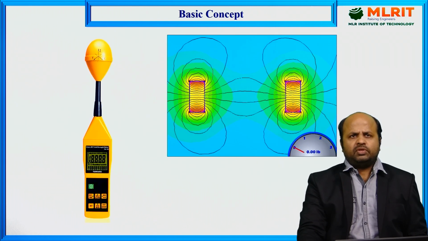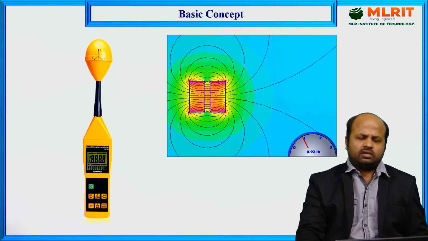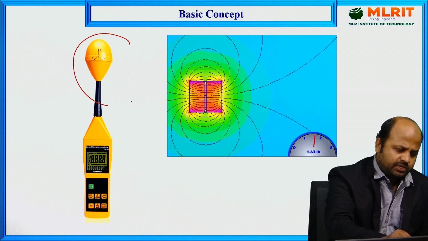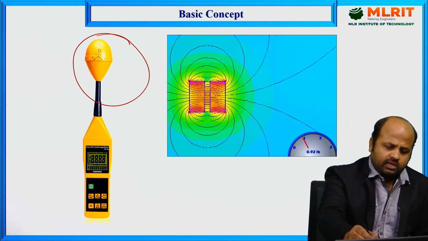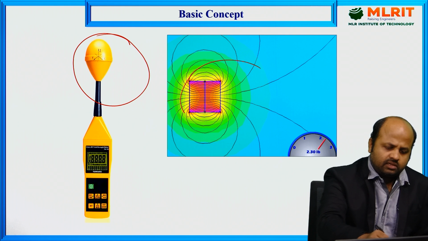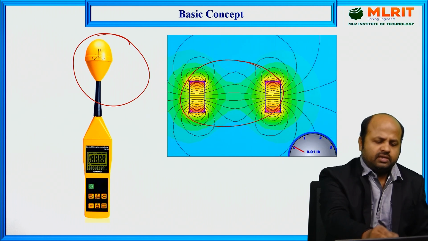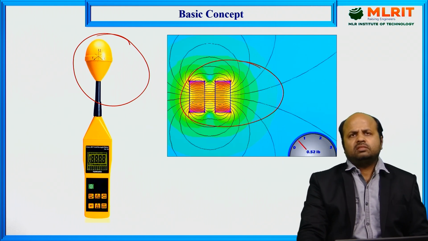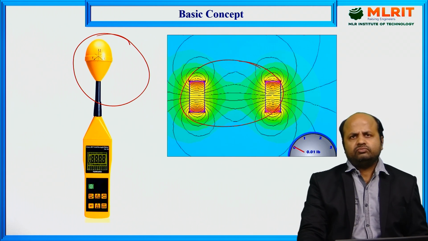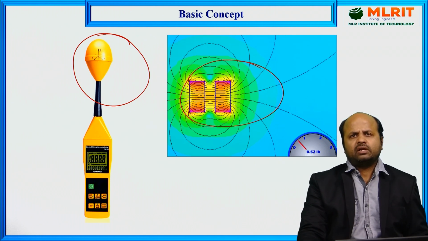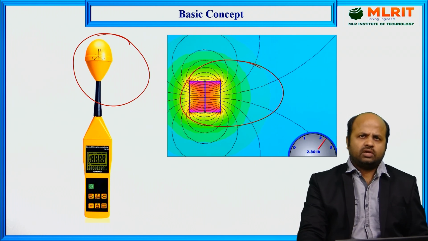So basically in the diagram we can see how a field strength meter commercially looks, and one electromagnetic field is there. This field is being measured by this field strength meter. So basically it is a device to measure the electromagnetic field, as shown in the figure.